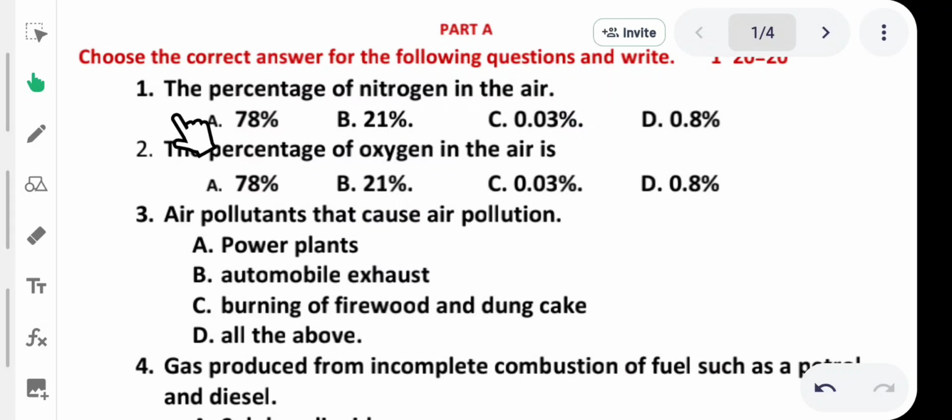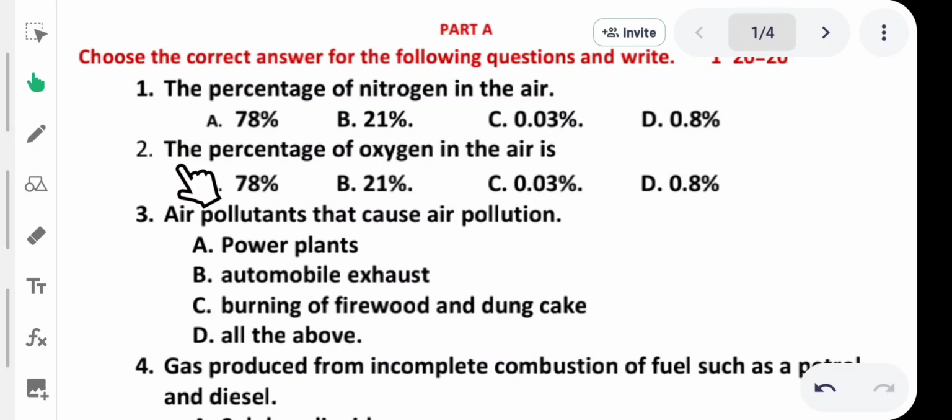Here, the first question: the percentage of nitrogen in the air: 78%, 21%, 0.03%, 0.8%. The percentage of nitrogen in the air is 78%. Hence, the answer is option A.